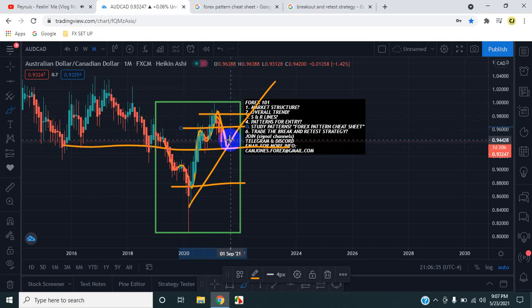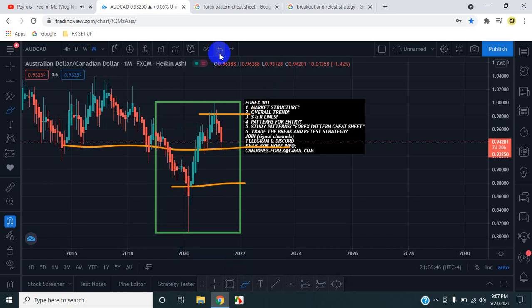So it may be trying to do a head and shoulders pattern. It may just come out and just do a W. We don't know yet, so it's a waiting game. Clear our screen, and we are going to head down a time frame.